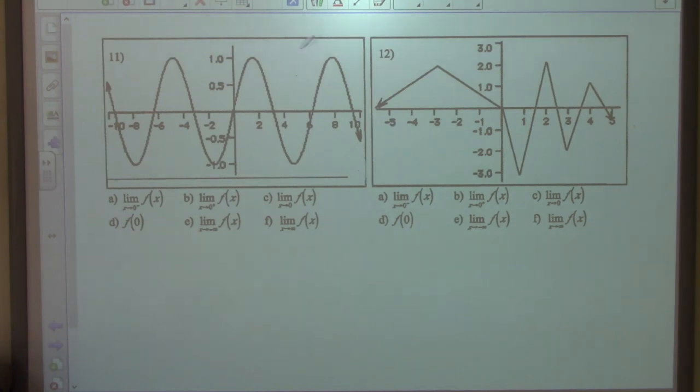And now this one here, which is an oscillating version. So right here for number 11, the limit as x approaches 0 from the left side looks like 0 to me, right? Limit as x approaches 0 from the right side, 0. And the limit as x approaches 0 is 0. And f of 0 is 0. The limit as x approaches negative infinity of f of x is does not exist. Yeah, these are both does not exist.